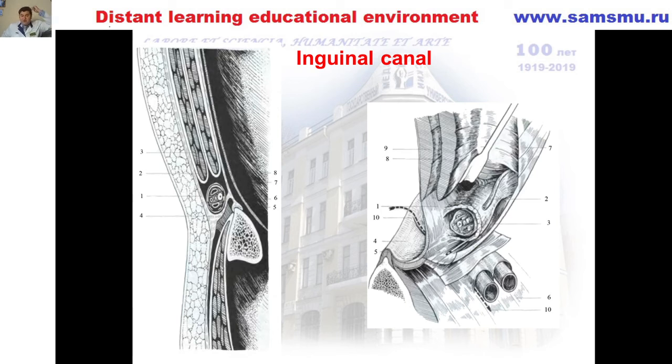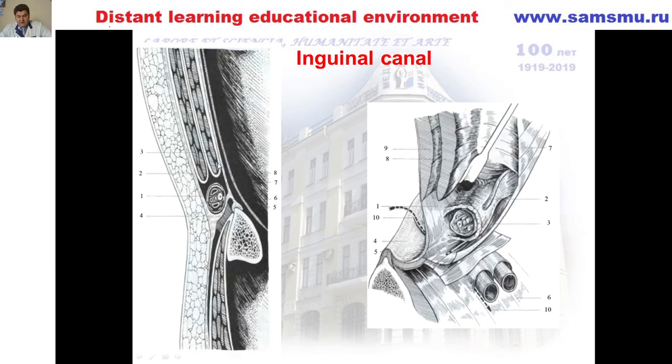It forms as follows. The internal oblique and transverse abdominis muscles, you may see the borders of these muscles in this picture, are fused with the lateral two thirds of the groove of the inguinal ligament laterally and pass freely over the spermatic cord. You may see these borders of these two muscles, internal oblique and transverse muscles, here.